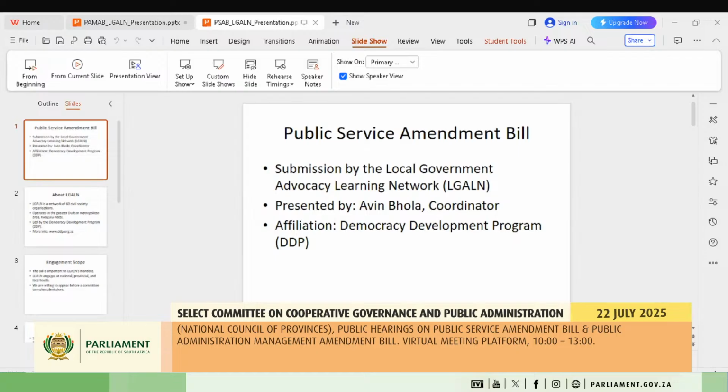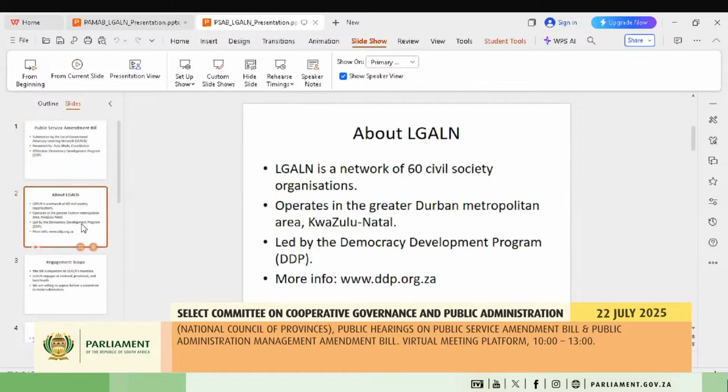The network actually comprises 80 members now. We have grown quite a bit. I'm a retired professional town clerk, but I still have a very strong affiliation to local government. We do a lot of policy interventions with all levels of government. I'm the coordinator for the last 2 years, and we put in submissions to National Parliament as well. The network is led by the Democracy Development Program, which is very well known. It's funded by the German consortium.